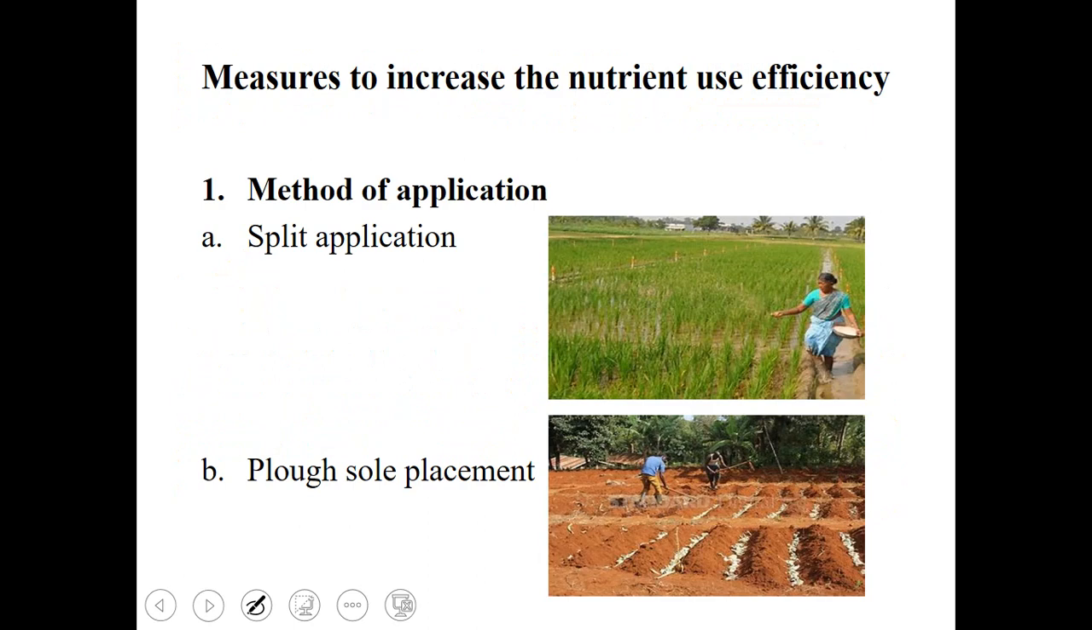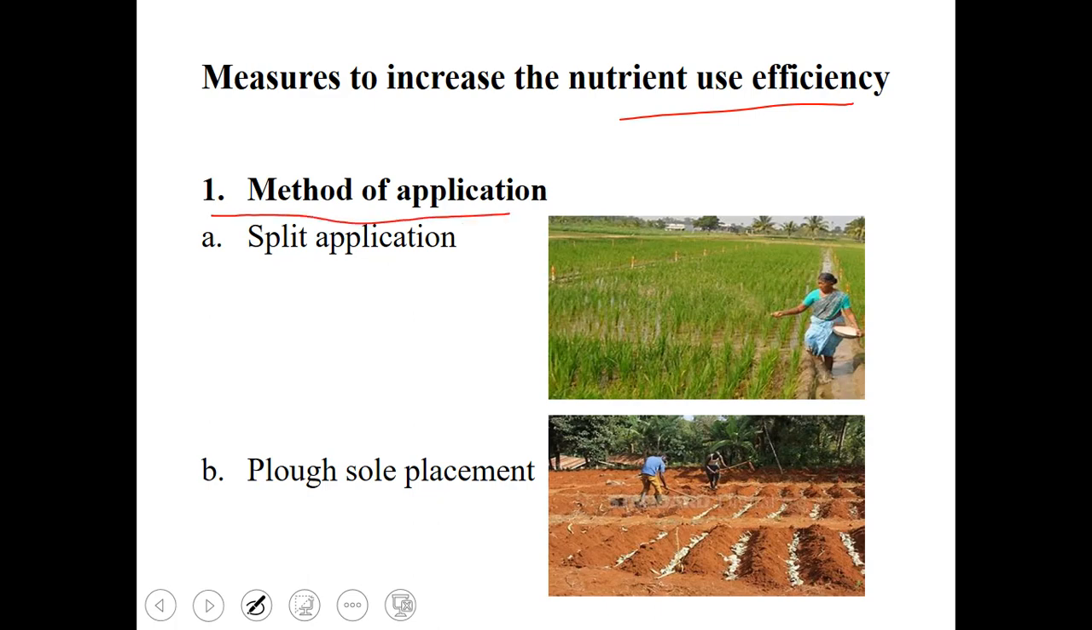Now, to increase the nutrient use efficiency. Usually, the nutrient use efficiency in our country is really poor. Because of the placement of the fertilizer and so many other reasons, our efficiency is too low, but we have to increase that. Per unit of fertilizer we apply, the yield should increase, otherwise that's a loss to the farmer. So there are some measures to increase the nutrient use efficiency.